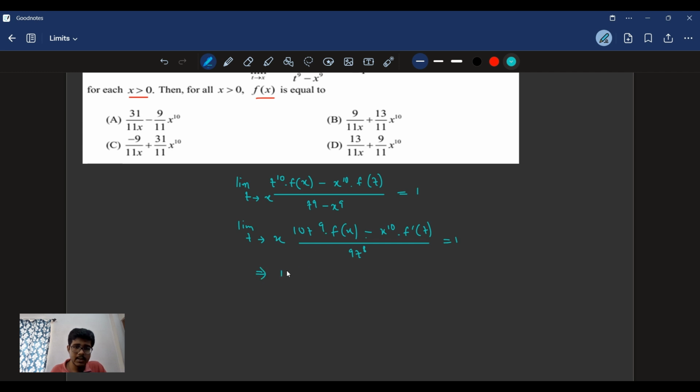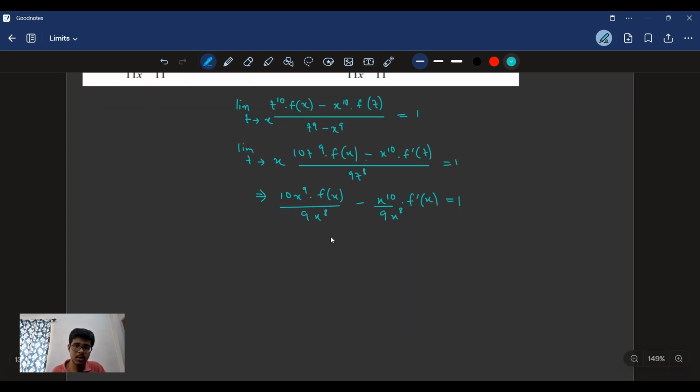So putting t as x, 10 x to the power 9 f(x), I'm just breaking this into two parts, minus x to the power 10 by 9 x to the power 8 f dashed x, is equal to 1. Now if I say that f(x) is equal to y, I can cancel, and in the numerator the power of x is going to be 1, and here the power of x is going to be 2.